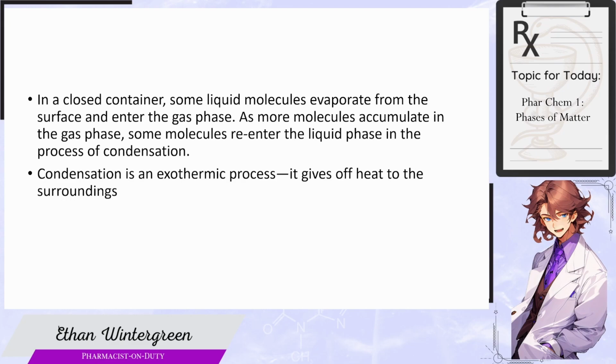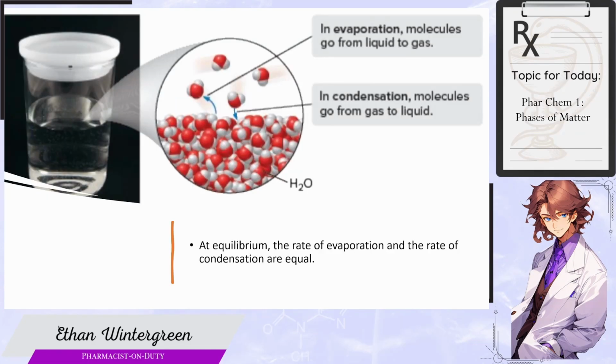In a closed container, some liquid molecules evaporate from the surface and enter the gas phase. As more molecules accumulate in the gas phase, some molecules re-enter the liquid in the process of condensation. Condensation is an exothermic process, meaning it gives off heat to the surroundings, opposite of evaporation. We also have a state called equilibrium. It only occurs in isolated or closed systems. At equilibrium, the rate of evaporation and the rate of condensation are equal, meaning there's no net movement from liquid to gas and gas to liquid.